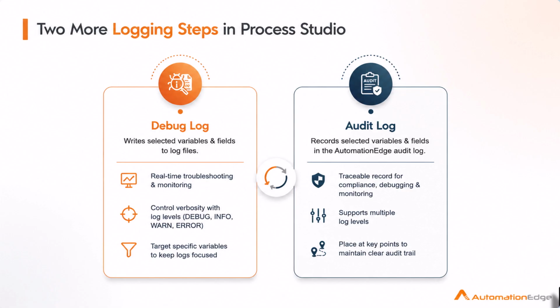Audit log. Record selected process and workflow variables and fields into the AutomationEdge audit log. Use this step when you need a traceable record of runtime values for compliance, debugging, or operational monitoring. It supports multiple log levels so you can control the verbosity of what gets captured. Workflow designers typically place this step at key decision points or after critical operations to maintain a clear audit trail of how data flows through an automation.